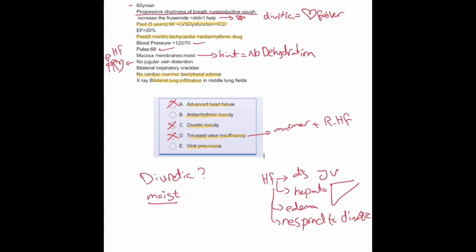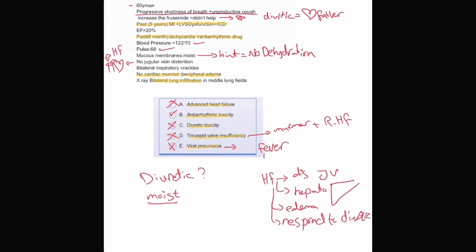So let's decide if this is a viral pneumonia. Viral pneumonia does cause dyspnea and cough, but it comes with fever. And here the patient is not suffering from fever. And the time course of symptoms after starting the antiarrhythmic drug and the other investigations are leading us to interstitial pneumonia caused by the amiodarone, which is an antiarrhythmic drug. So E is false and B is correct. This is an amiodarone-induced pneumonitis.